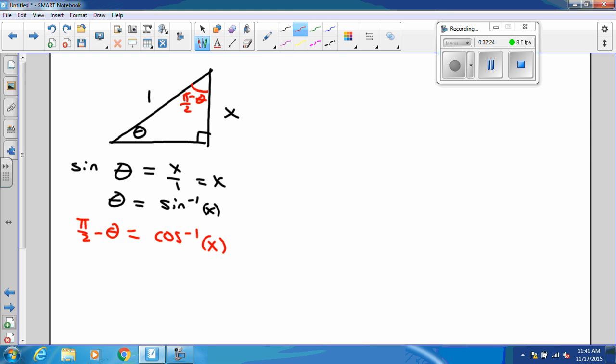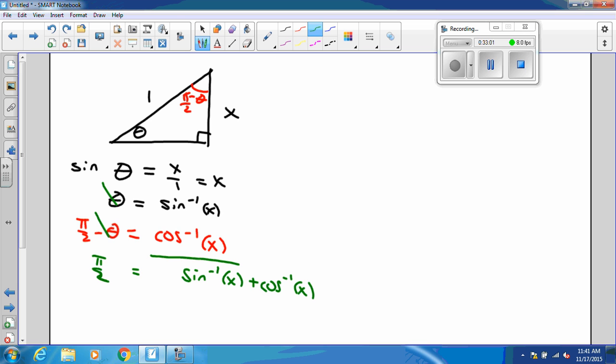Does everybody see that? So I have something really interesting. I have an expression for the inverse sine of x, which is theta. And I have an expression for the inverse cosine of x, which is pi over 2 minus theta. Watch what happens when I add them. When I add them on this side, I get inverse sine plus inverse cosine. On this side, look at that. Theta and minus theta cancel. And I get exactly pi over 2.